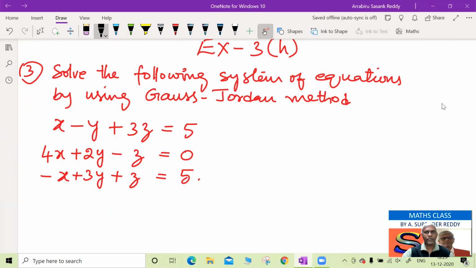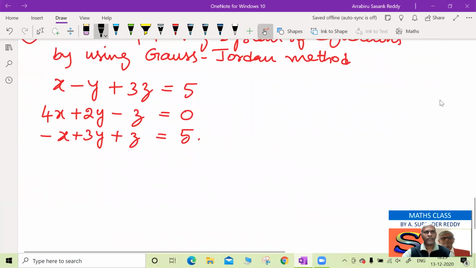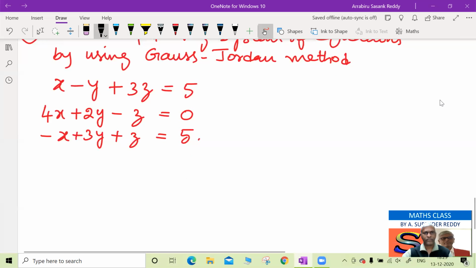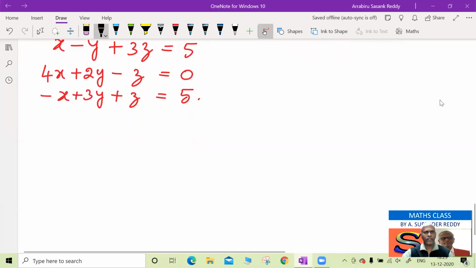Now let us practice some problems. From exercise 3H, the third question: solve the following system of equations by using the Gauss-Jordan method. So these are the equations. The first step you have to convert them into an augmented matrix. So you take the augmented matrix.